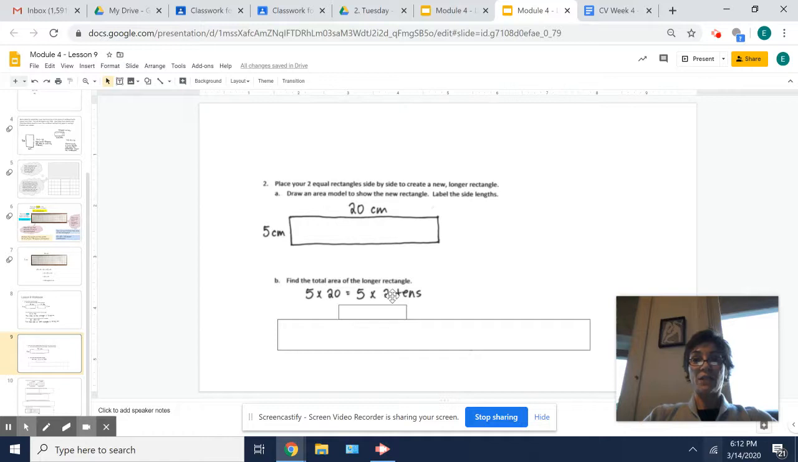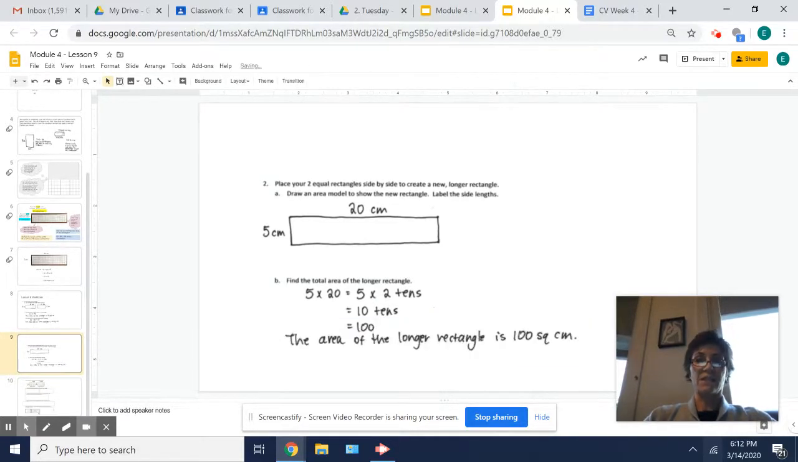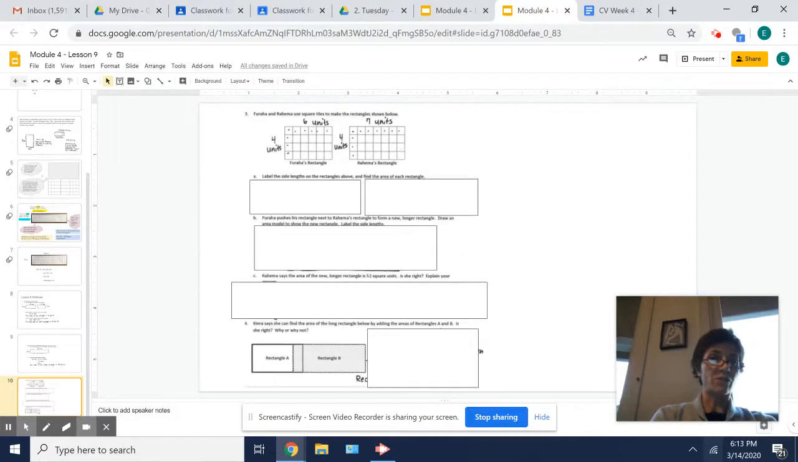And 20 is 2 tens, so 5 times 2 tens. That we can also write as 5 times 2 is 10, 10 tens. 10 tens is 100, so the area of the longer rectangle is 100 square centimeters. Always remember your square, when it's an area, it's square units. And our units were centimeters.